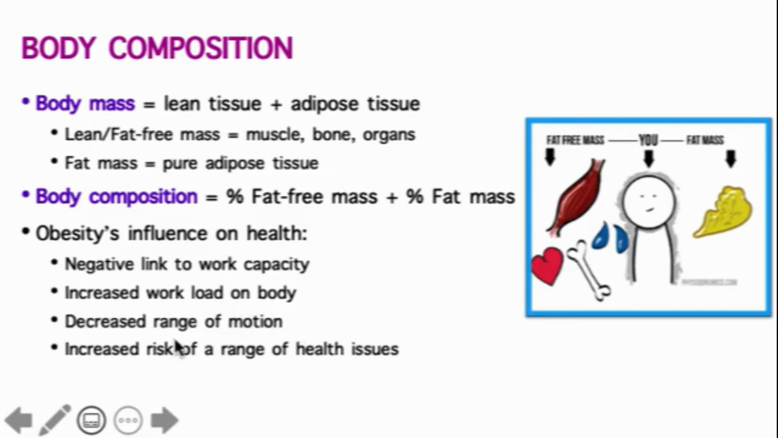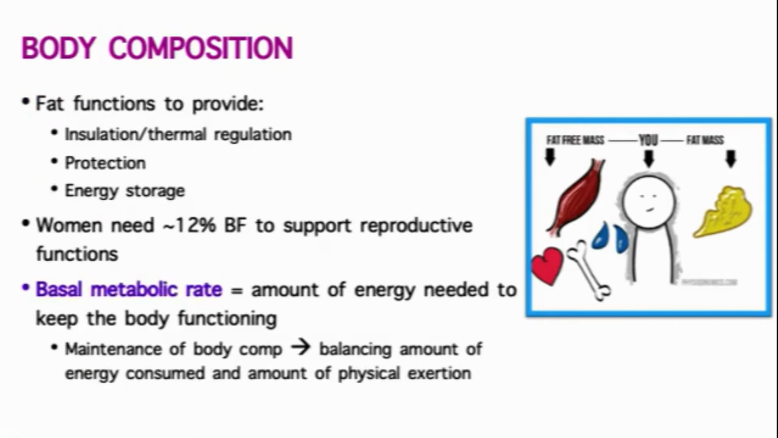Decreased range of motion, which we talked about in our lecture on flexibility. And we also have increased risk of a range of health issues, which I just mentioned. Okay, so usually the upper end of the BMI spectrum is what is emphasized. But we still need some amount of fat mass, right? So that's why there is an optimal range for what your body fat percentage should be.